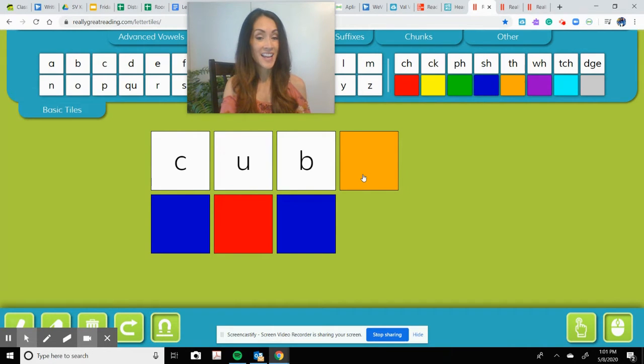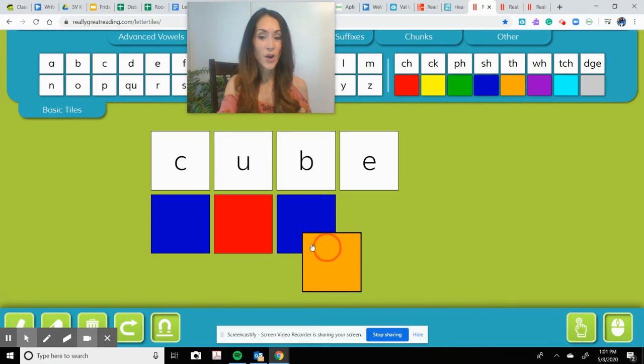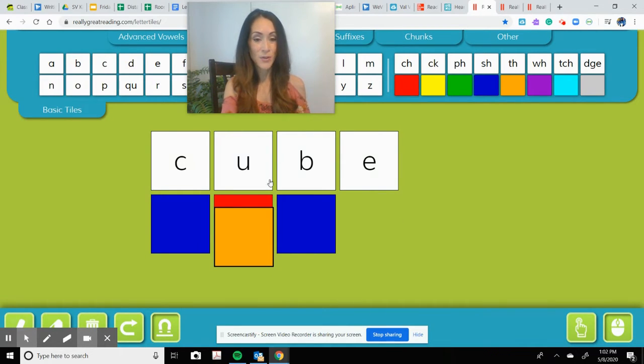Very good. Now, what's going to happen if I add the magic E? That's right. It's going to sneak over to the other vowel and it's going to make it say its name. So here it's not going to say its short sound anymore. It's going to say U. Let's sound it out. K, U, B. Stretch it out. What new word do we have? Cube. Cube.